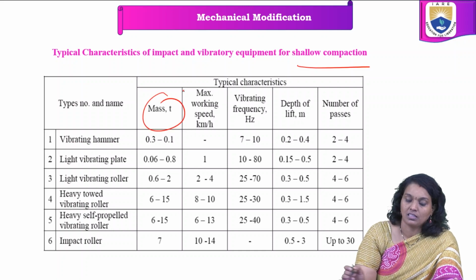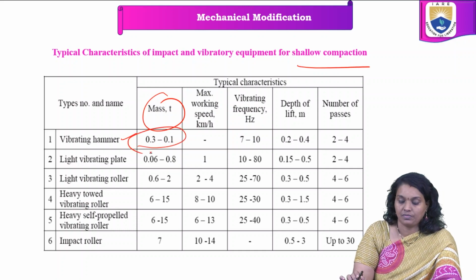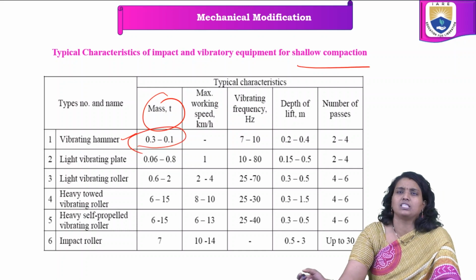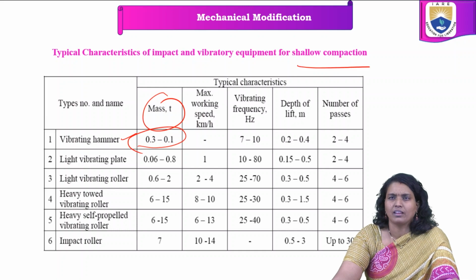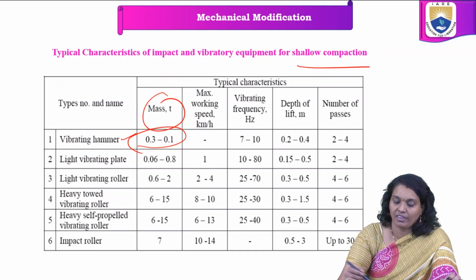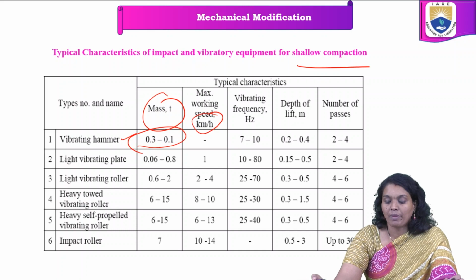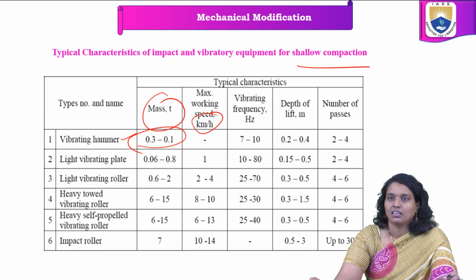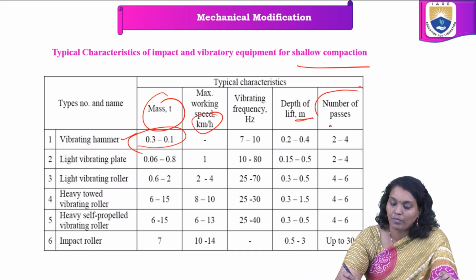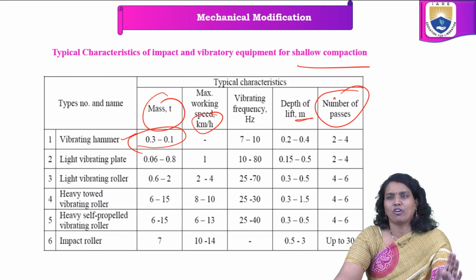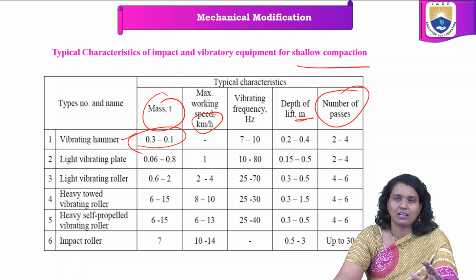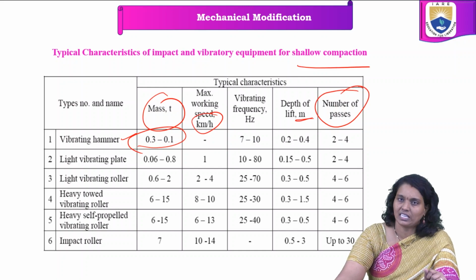Coming to the mass in this vibrating hammer, how much is it? The values vary between 0.3 to 0.1, and then the maximum working speed in kilometers per hour, the vibrating frequency, the depth of the lift, how much depth it is going to achieve, in meters, and the number of passes, how many passes are required. So this is the analysis which we understand. These are some of the typical characteristics which we consider.